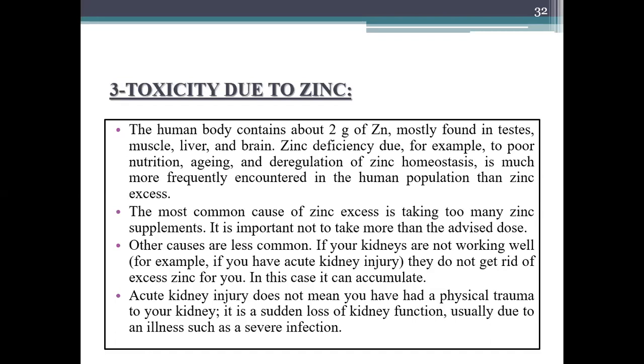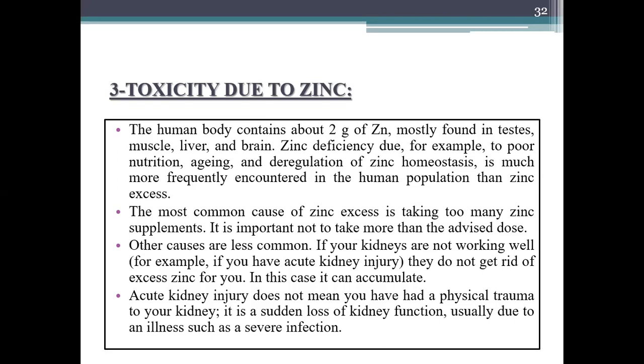The human body contains about 2 grams of zinc, mostly found in the testes, muscle, liver, and brain. Zinc deficiency due, for example, to poor nutrition, aging, and loss of zinc homeostasis is much more frequently encountered in the human population than zinc excess. The most common cause of zinc excess is taking too many zinc supplements. Other causes are less common, such as if your kidneys are not working well.